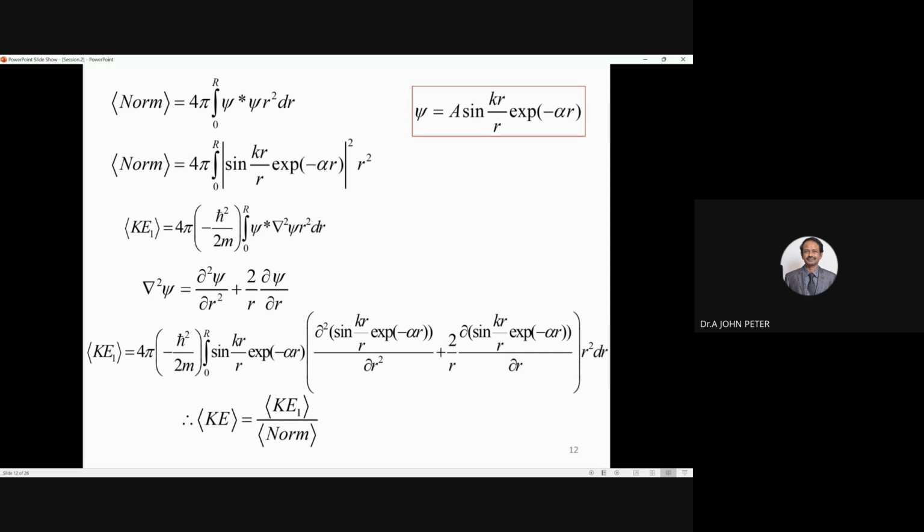The average value of kinetic energy is del squared sandwiched between psi star and psi, so psi star del squared psi. For spherical polar coordinates, del squared psi is d squared psi by dr squared plus 2 by r d psi by dr. You substitute. So that is the complete expression for the kinetic energy, KE1.